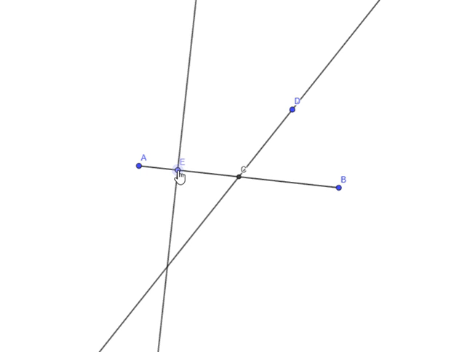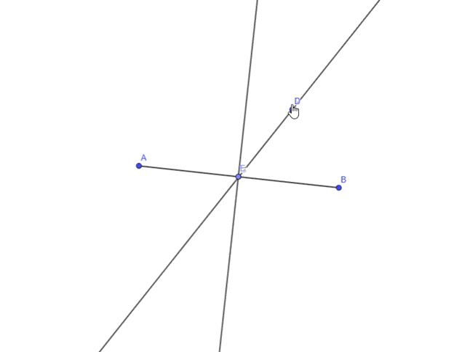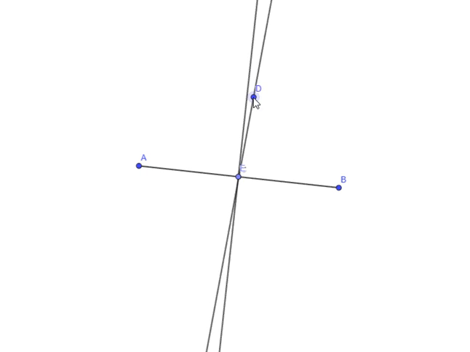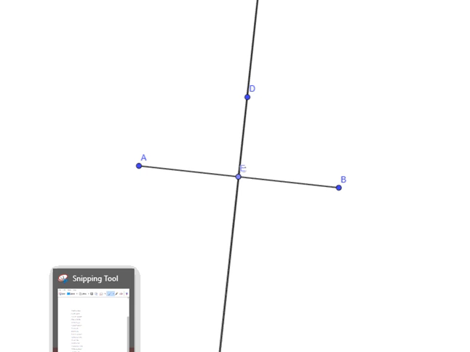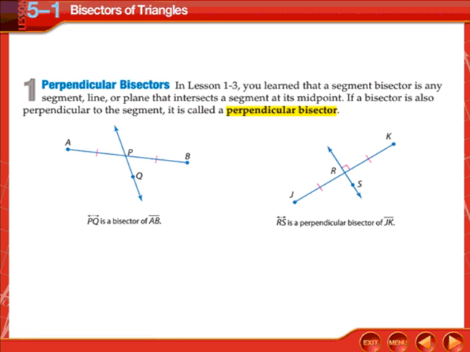Now, we could have a situation where we have a perpendicular line that also bisects the segment, a perpendicular that goes through the midpoint of the segment. So it does two things. It bisects it and it is perpendicular. And so we refer to this segment as the perpendicular bisector of the segment. And so here's our first definition. If a line, and it could be a ray or another segment, is both perpendicular and bisects a segment, then it is the perpendicular bisector of the segment.